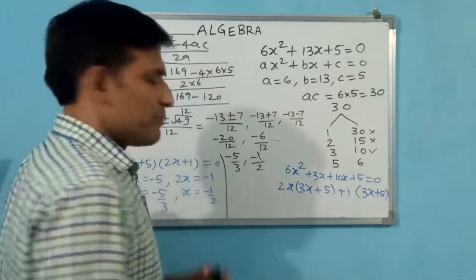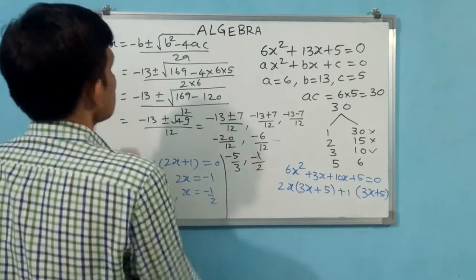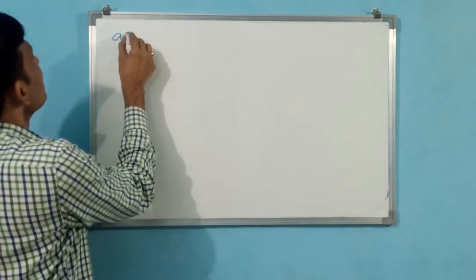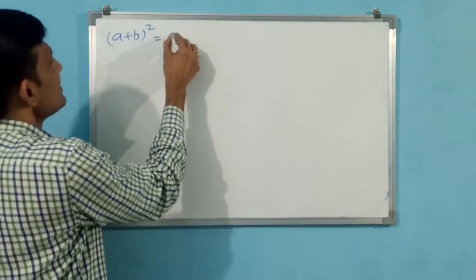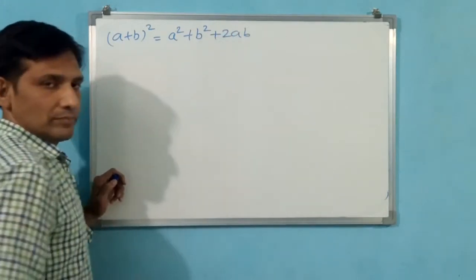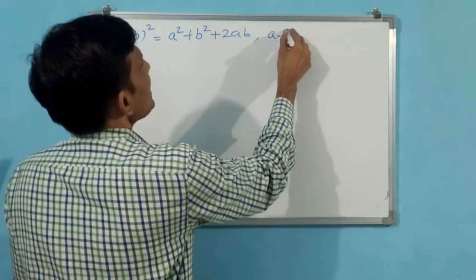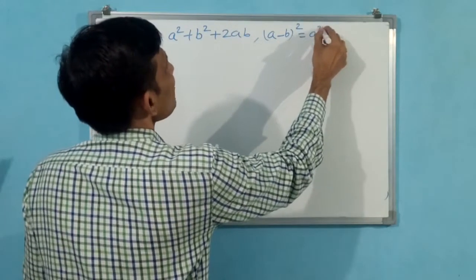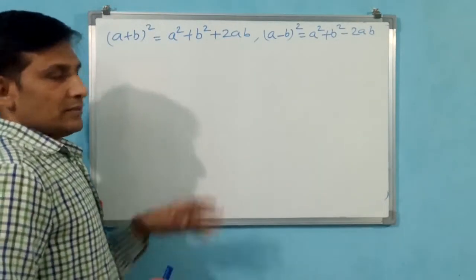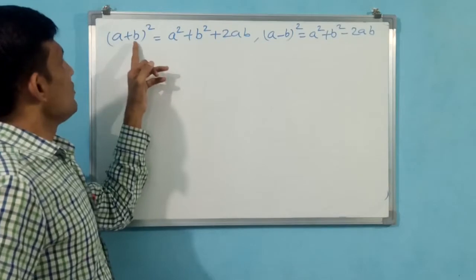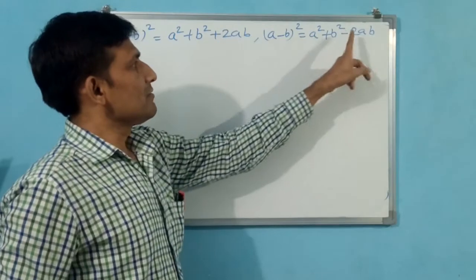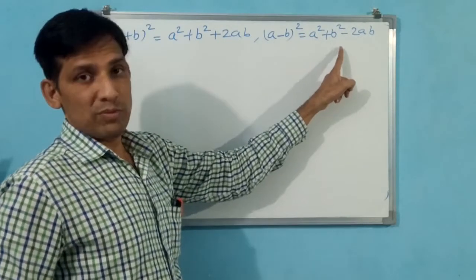some formulas on algebra. Why? Because these formulas are also important for us. A plus b whole square is equal to a square plus b square plus 2ab. A minus b whole square is equal to a square plus b square minus 2ab. Here a positive, b positive, all positive. Here a positive, b negative. That is why this is negative, but the square is always positive.